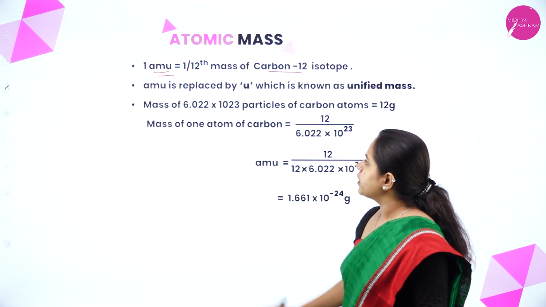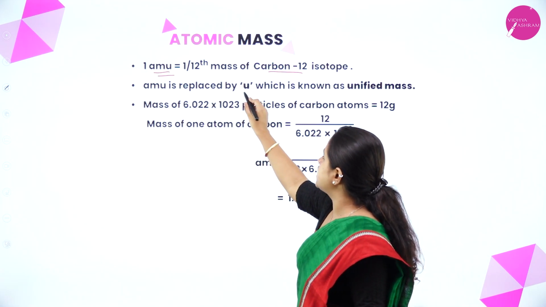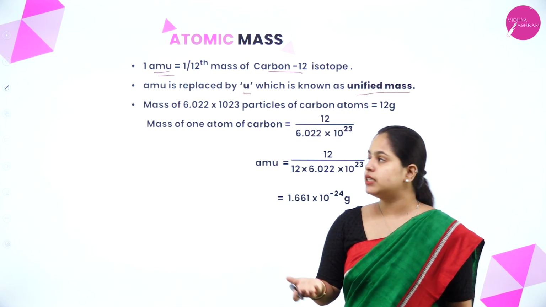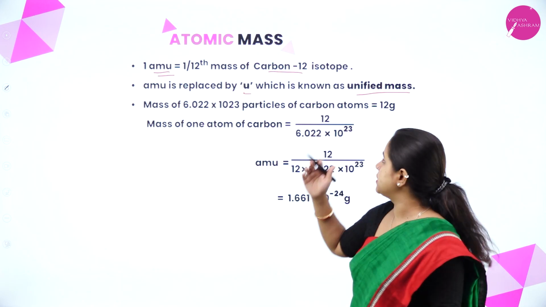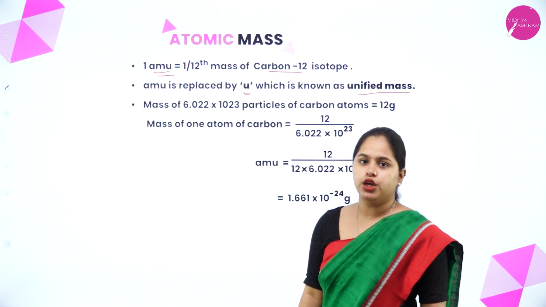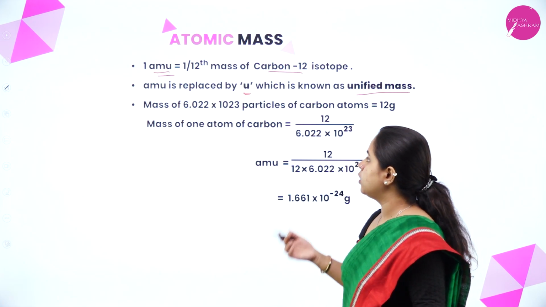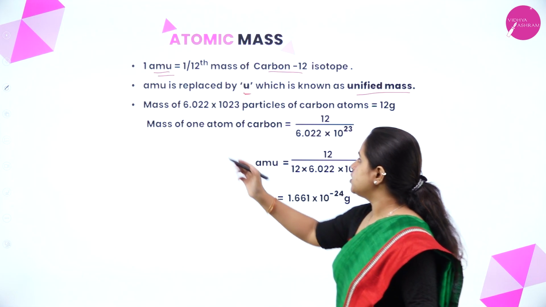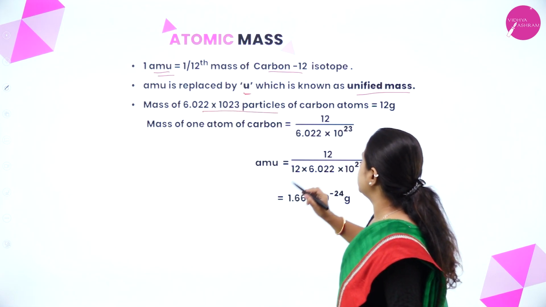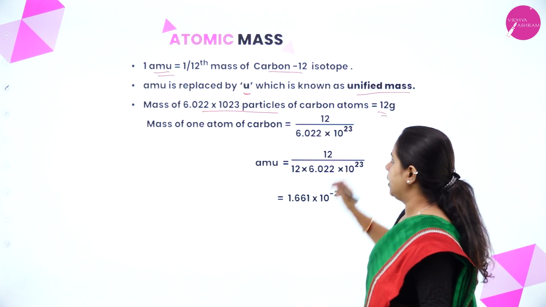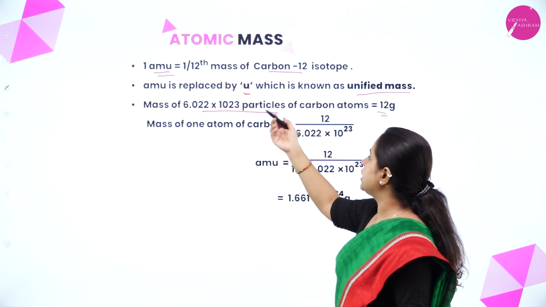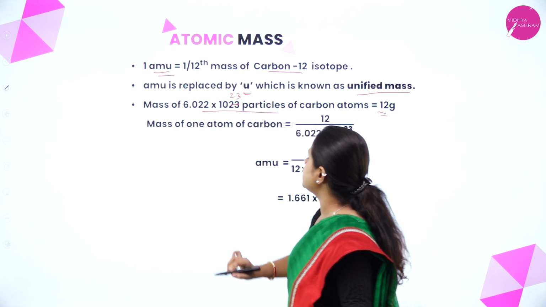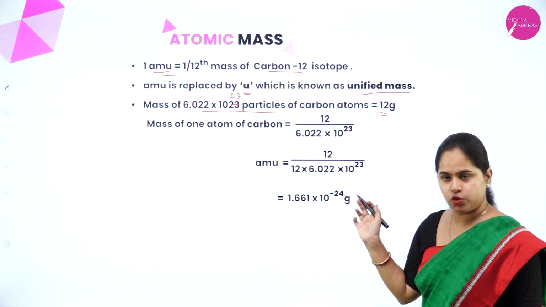Nowadays your AMU is replaced by U, which is known as unified mass. So instead of representing it as atomic mass unit, it is represented as unified mass with the symbol U. Now let's calculate what is the mass of 1 AMU. The mass of 6.022 into 10 to the power 23 particles of carbon atoms is 12 grams.